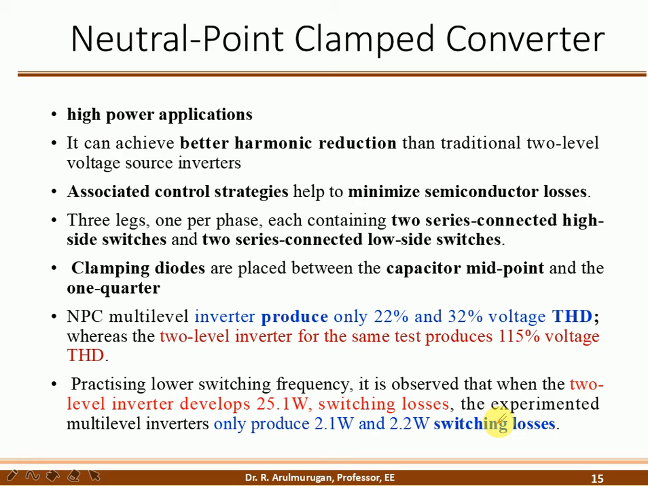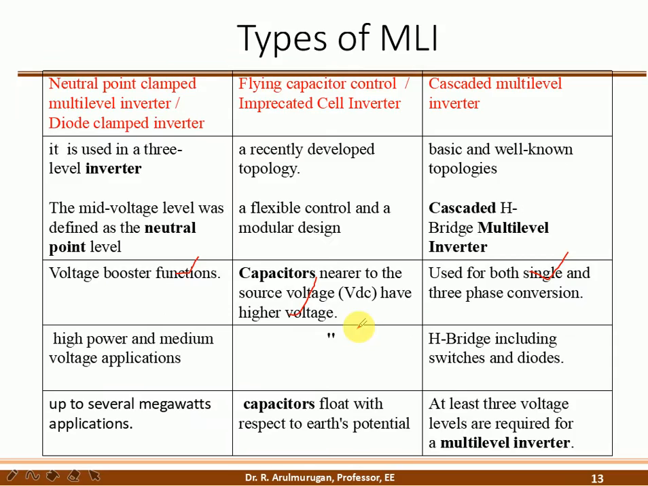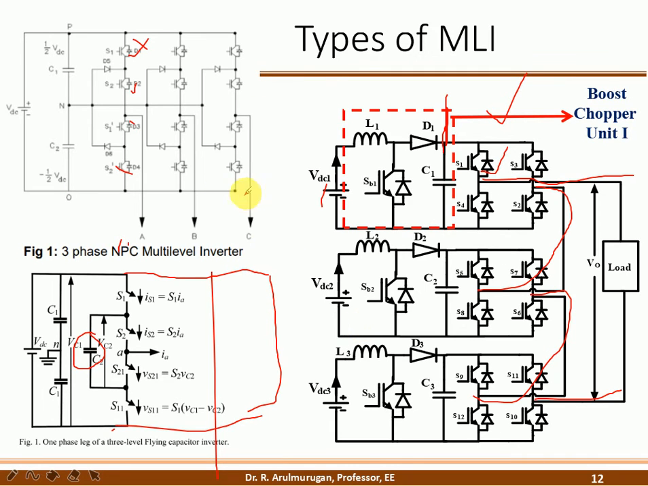Now a few more points about each method. Neutral point clamped method: what is it? This is the neutral point clamped or diode clamped method. Here, instead of diodes, capacitors are used, and the neutral is not connected. That is the difference between this method and the other. Here two diodes are there, and the center point is connected to the neutral. So the diode is replaced by the capacitor.